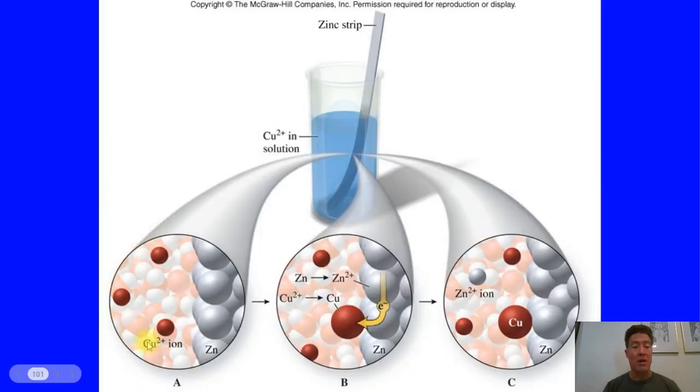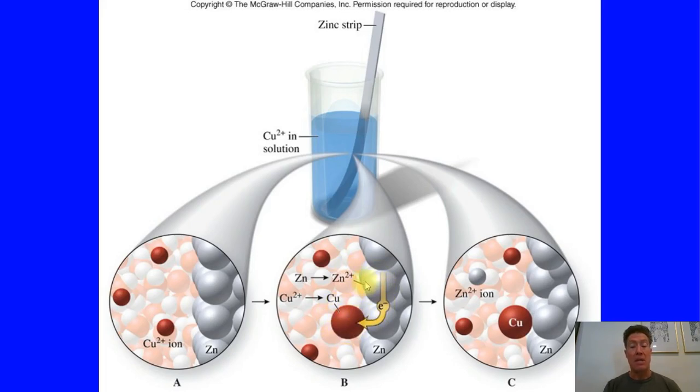So we have a solution of positively charged Cu2+ ions, and as they come into contact with the zinc, the copper 2+ ions have a stronger electronegative pull on electrons, and so it actually pulls 2 electrons from a neighboring zinc atom to reconstitute itself as a copper metal.